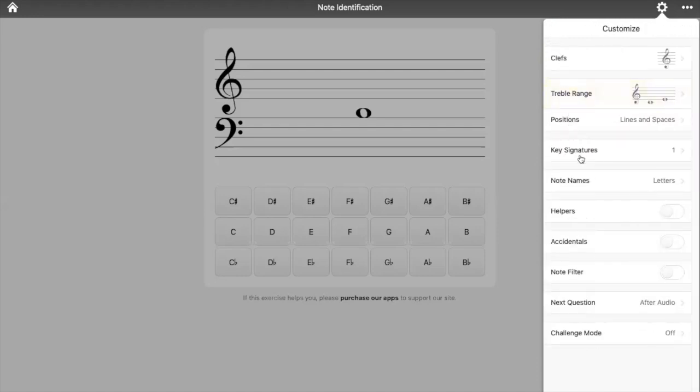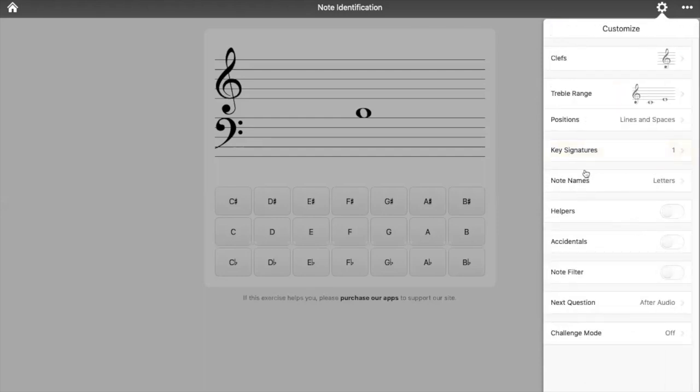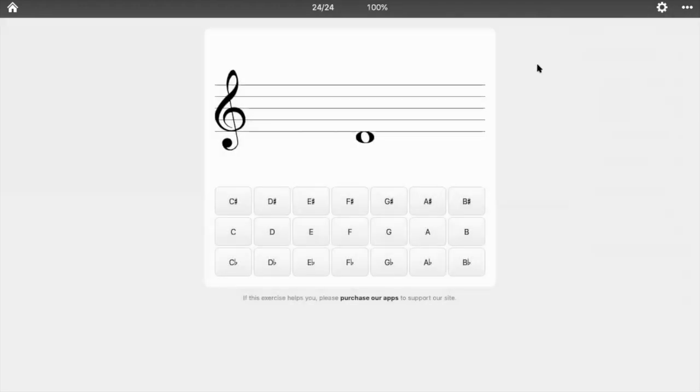Really easy. For key signatures, you're going to want to leave it at 1, which should say no sharps and flats, or all natural notes. You're going to want letter names. You don't need helpers. You don't want accidentals. Don't want note filter. And don't do the challenge mode yet. So again, this is really the most basic. Now I'm limited to these 3 notes, C, D, and E. So this note is D, this note's C, this note's E.